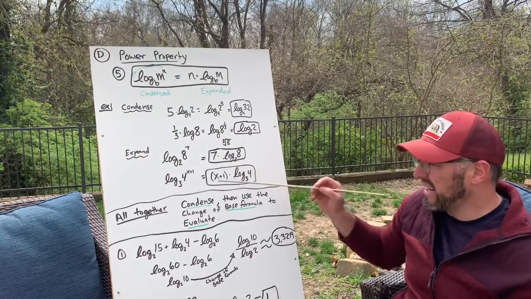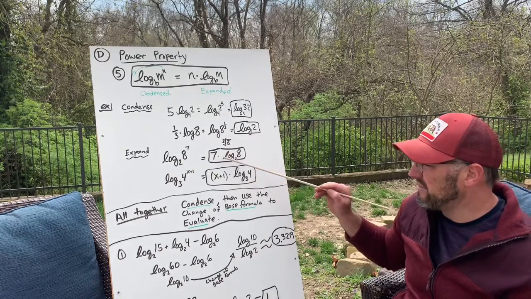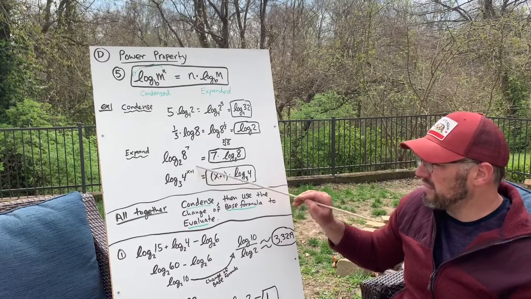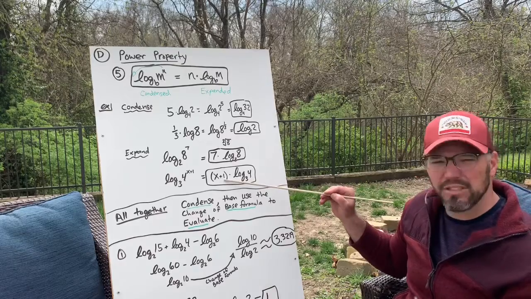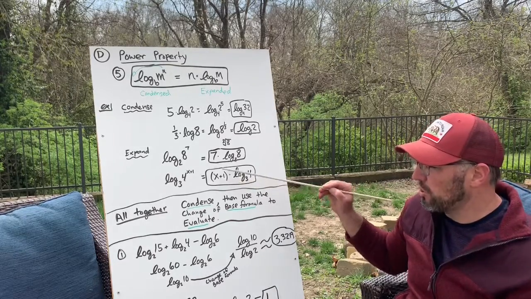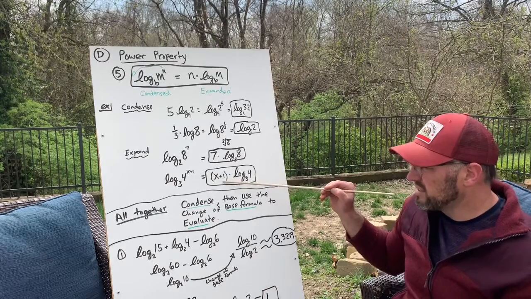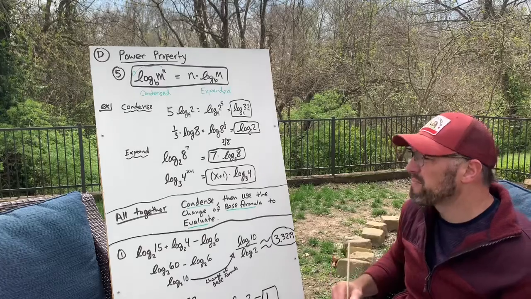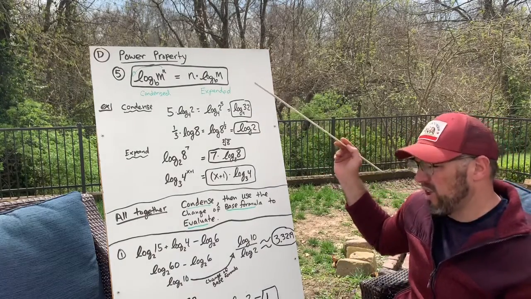What about expanding? Oh, expanding is even easier. You just take the exponent and bring it out front. 7 times log base 2 of 8. That's all. What if you have an expression? Well, you just take the exponent and bring it out front. Now it has to go in parentheses because it's this whole thing times the log. So you take this, bring it out front: x plus 1 times log base 3 of 4. And so that is the power property of logs.